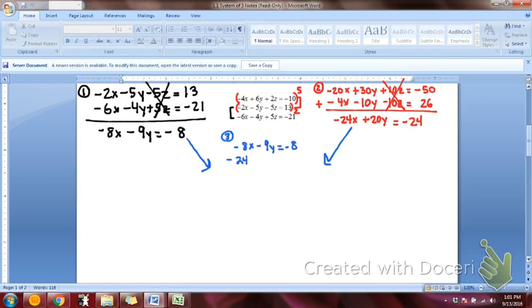Negative 24x plus 20y equals negative 24. Okay, now what do you think we need to do? Right, we're going to have to eliminate between these two. So if we look, do you agree that negative 8 could become a 24? Yes. Right? So that means I would multiply the top row by what? A negative 3. Good.